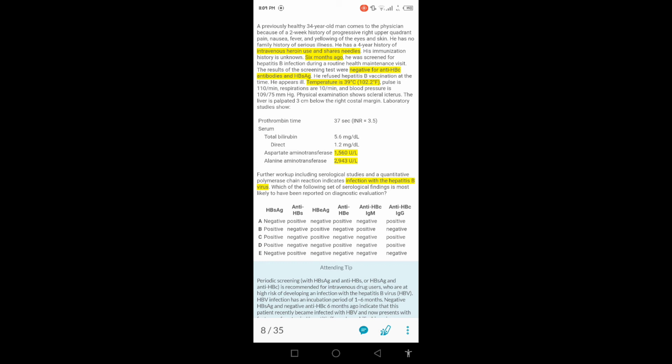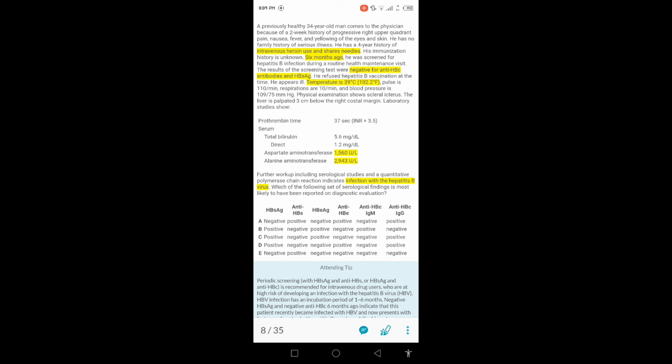So just looking at this question, we understand that the patient is suffering from acute hepatitis and he has developed a complication of liver failure due to hepatitis B infection. So we have to diagnose what his serological findings are.